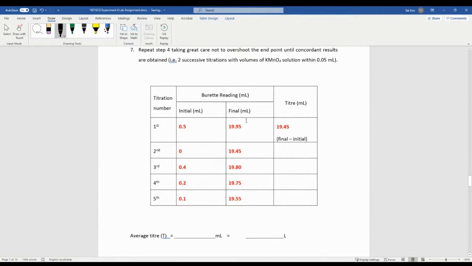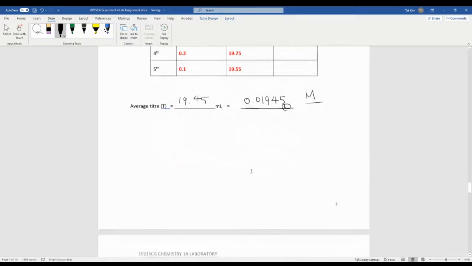You did 5 sets of titration, and then you should be able to get the amount of titer, and you average the numbers over here. I'm not going to do everything; I will just use this number as my average. So I'll put 19.45. In liters, it should be 0.01945 liter. The reason we are converting into liters is that we will need to calculate molarity, and when it comes to molarity, everything has to be in liters.